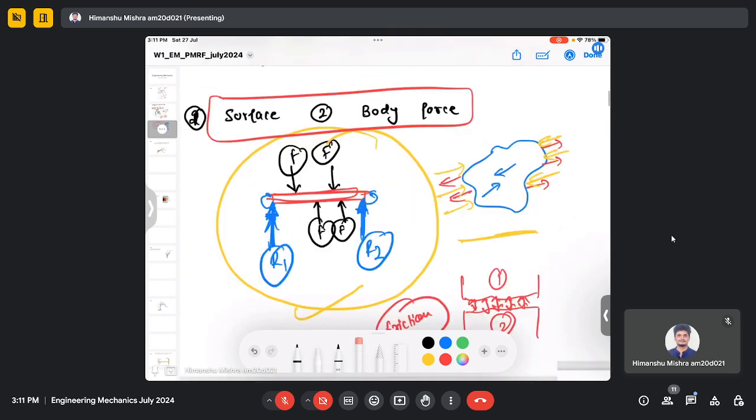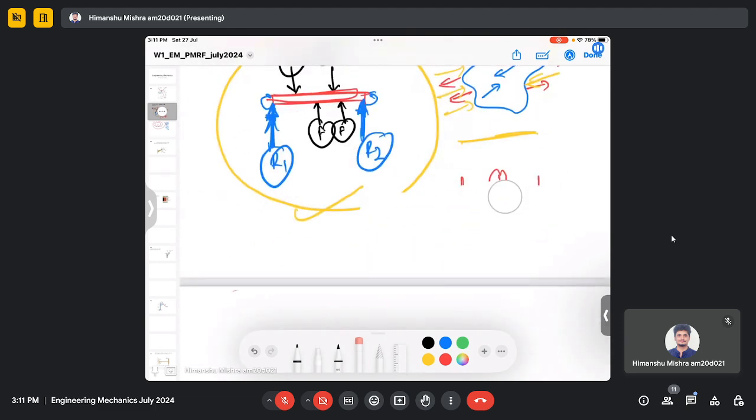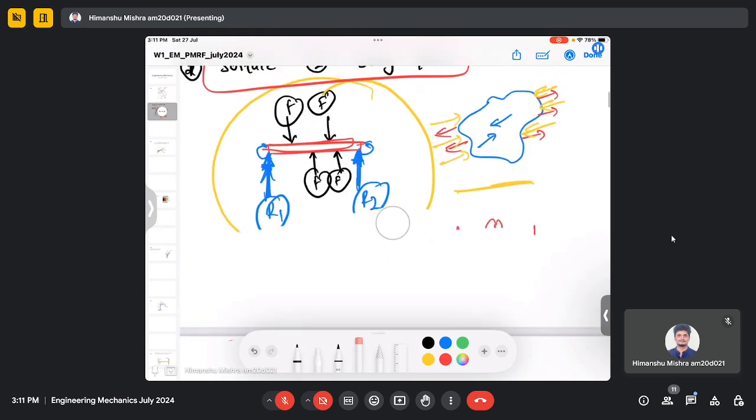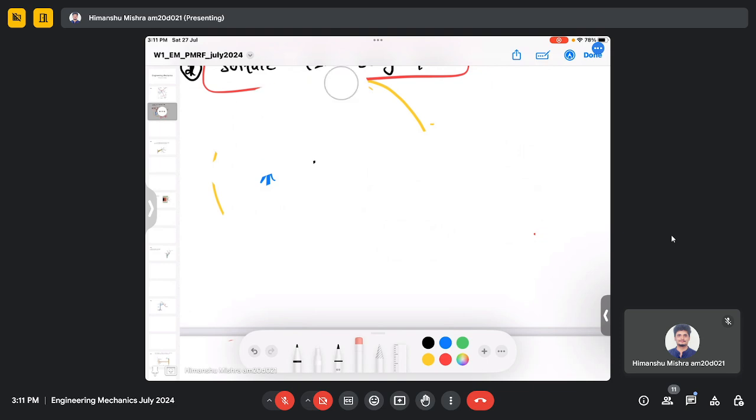So now having classified the forces, let's discuss how these forces are implemented in real-life problems. So first, the force actually follows the transmissibility principle.